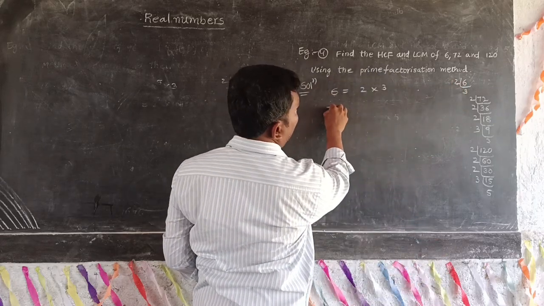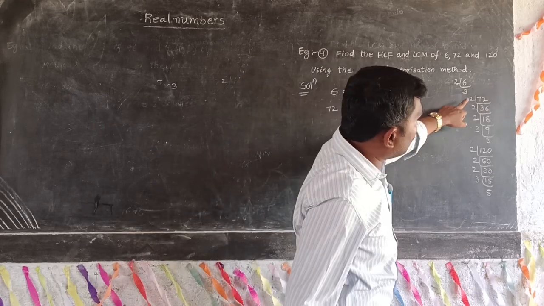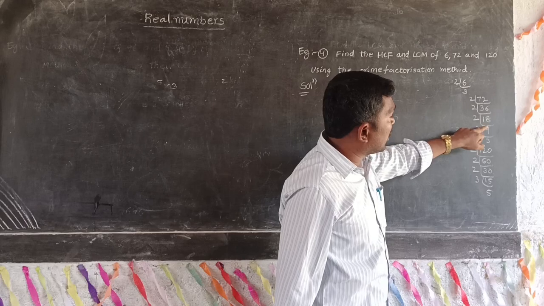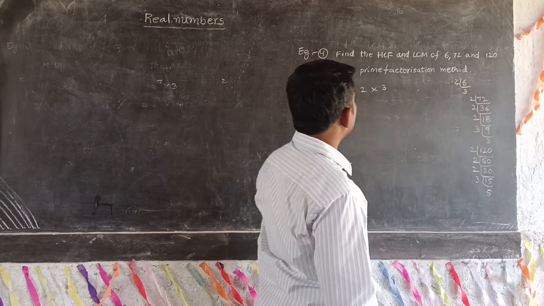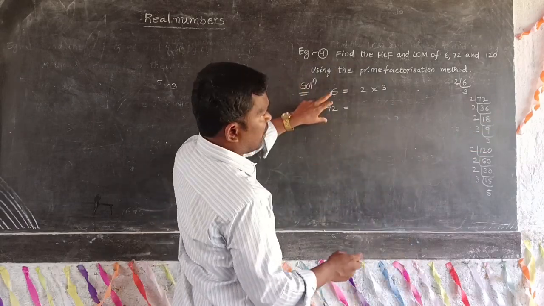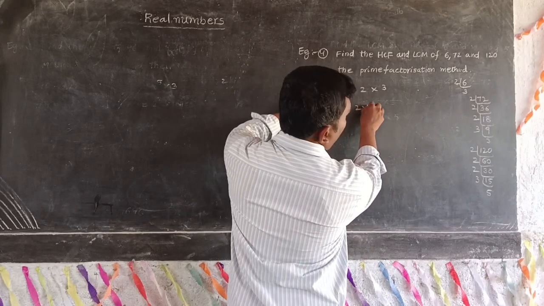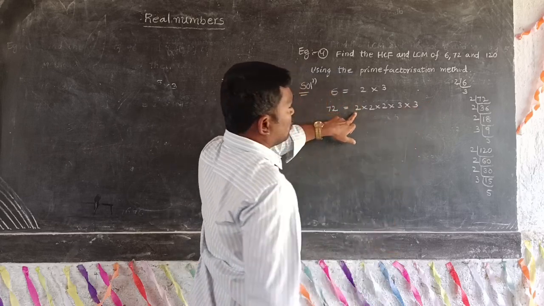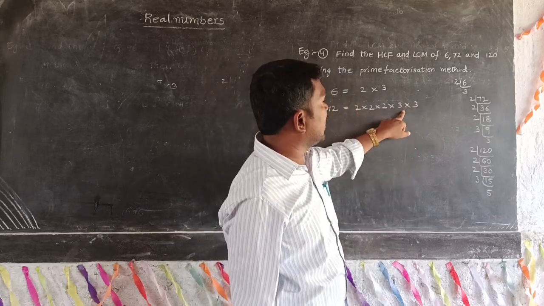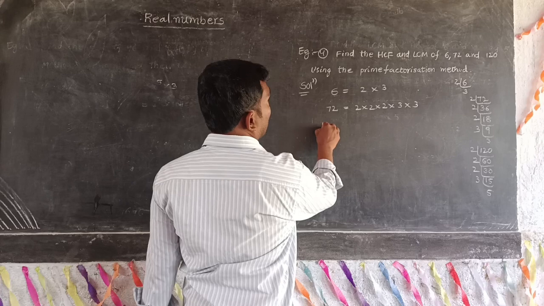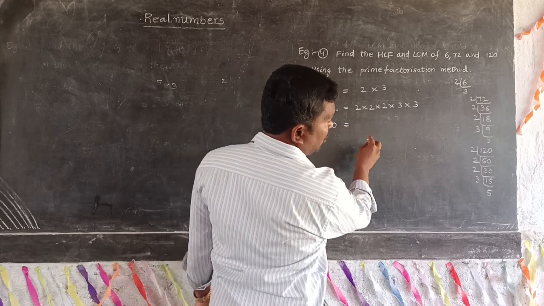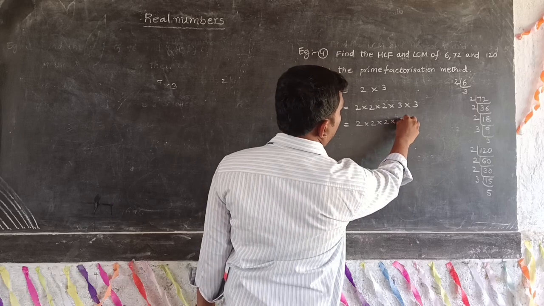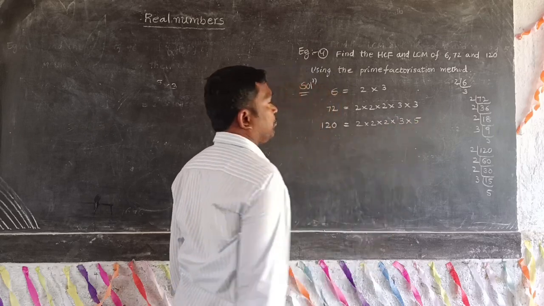Next 72: 2 36s are 72, 2 18s are 36, 2 9s are 18, 3 3s are 9. So the prime factors of 72 are 2 into 2 into 2 into 3 into 3: 2 three times, 3 two times. Next 120: 2 three times, 3 one time, 5 one time.